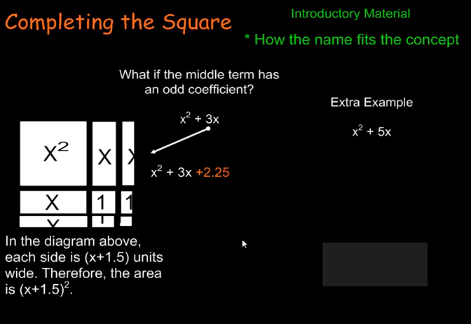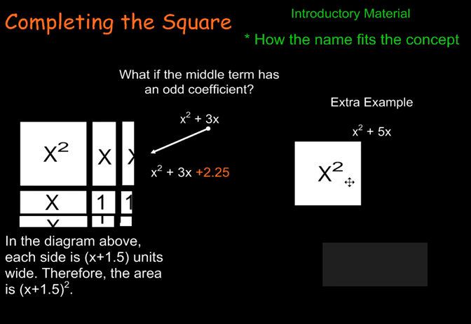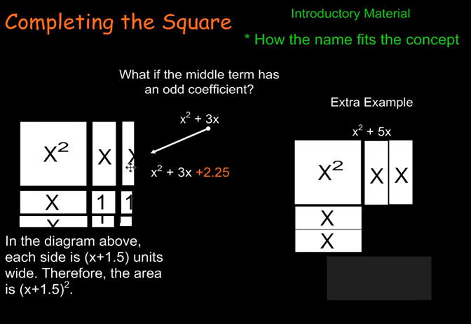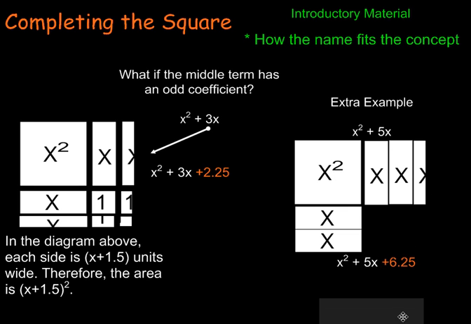Looking at our extra example then, what would we need for an x squared plus 5x? Well, let's start with an x squared. To get 5 x's, we can use 1, 2, 3, 4, and now we're going to need some halves. So there's 4.5. I'm going to slide this down here. And that would make 5.